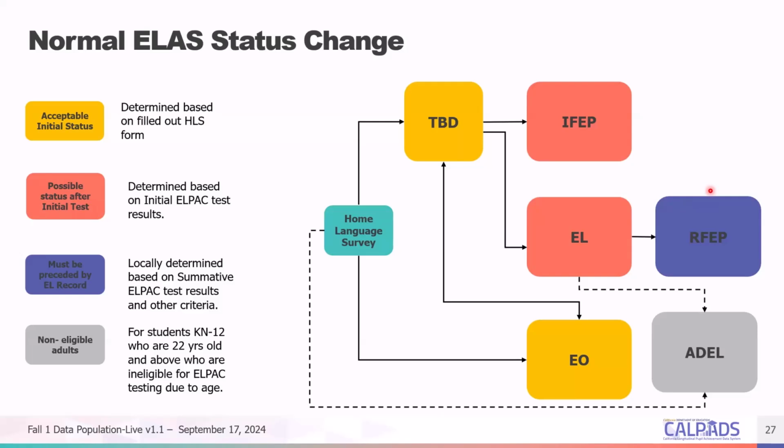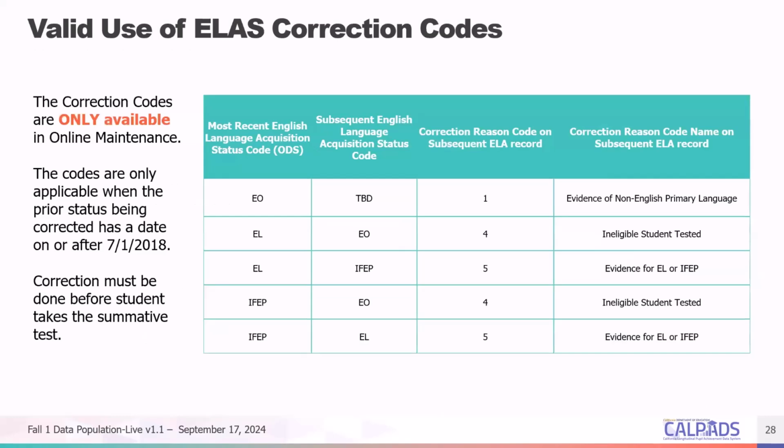If a change is being made to a student's ELAS that is not represented by an arrow on this slide, it is not a logical sequence, and a correction reason code must be used. This is the valid use of ELAS correction reason codes table, which you can also find in the CALPADS user manual, and it provides the scenarios where correction reason codes are appropriate.